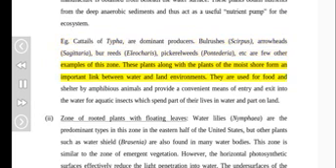These plants along with the plants of the moist shore form an important link between water and land environments. They are used for food and shelter by amphibious animals and provide a convenient means of entry and exit into the water for aquatic insects which spend part of their lives in water and part on land.